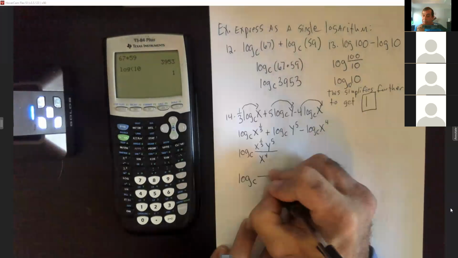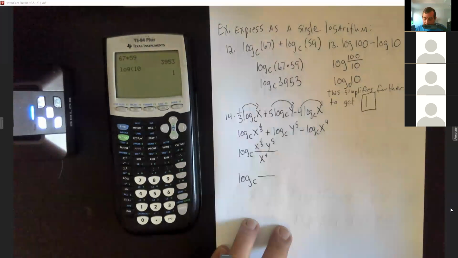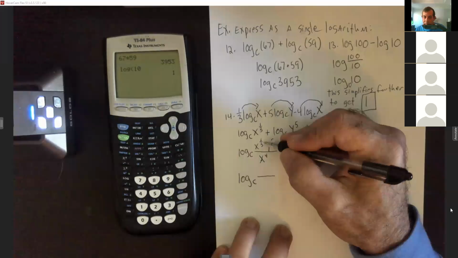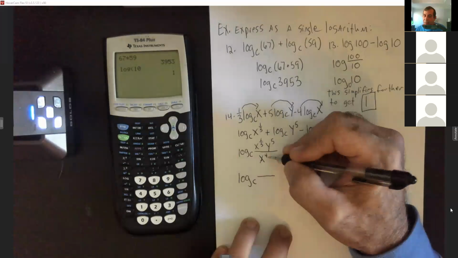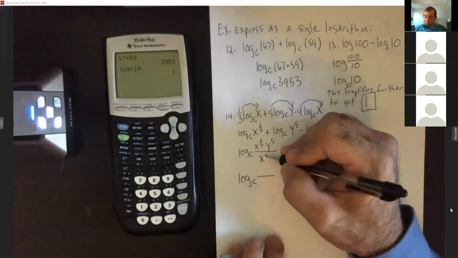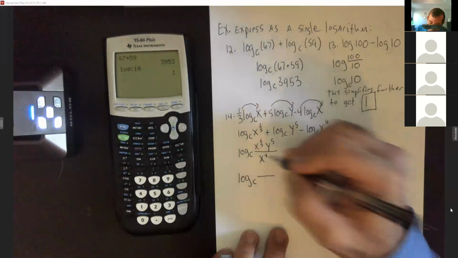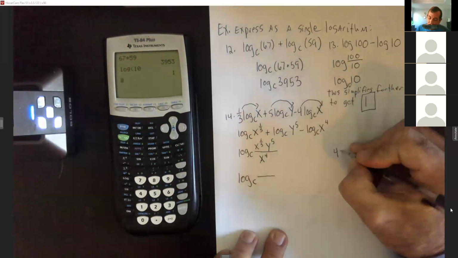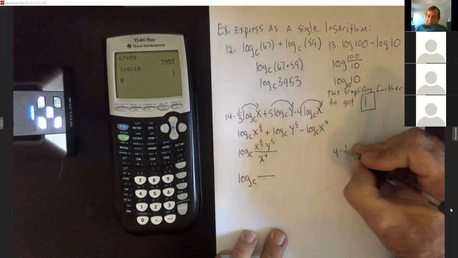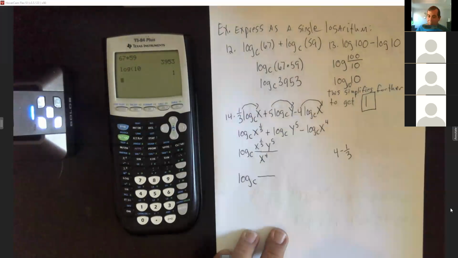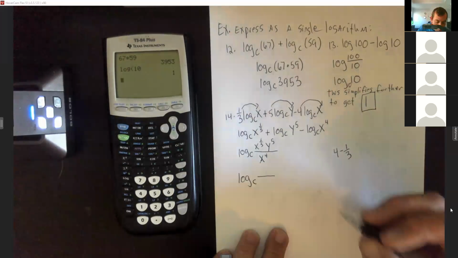So what's going to happen? You got an x to the 1/3 on top, x to the 4th on bottom. The larger exponent is the 4. So you take the exponent that's larger and subtract the smaller exponent from it. So 4 minus 1/3.